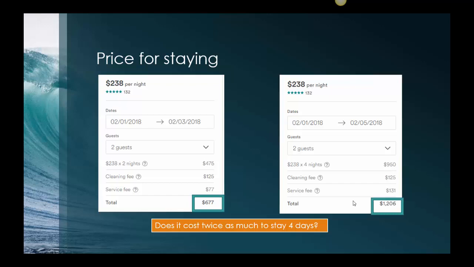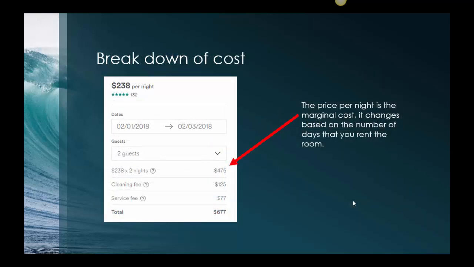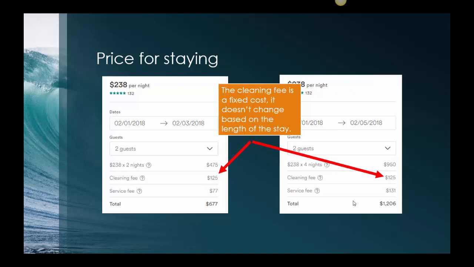So let's break down the charges for staying. The first thing I'm going to look at is the price per night. We call the price per night the marginal cost, like how much the cost is changing based on the length of the stay. And you can see that the number of days will really influence how much we pay here. So I am pointing this arrow to this whole line, not just to the 475, but the whole line of the 238 times 2. If we click down from there, you can see the 238 times 2 is 475. If I do 238 times 4, it's 950. There's my true, yes, it's twice as much as it was before. That's what we expected.